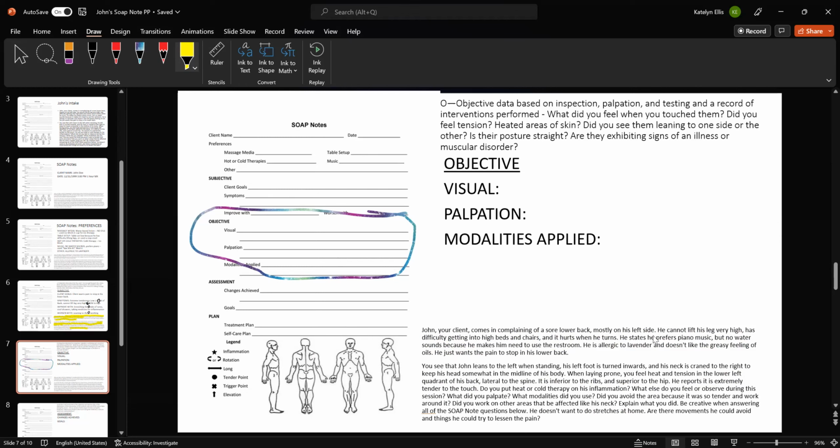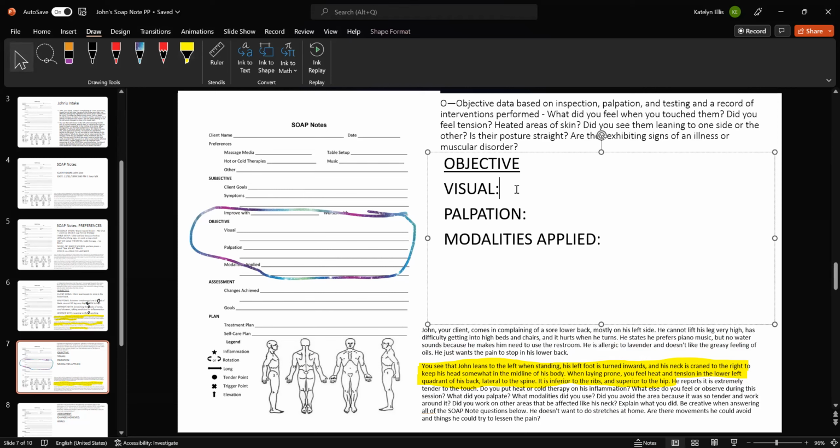Okay. Let's see. He cannot lift his leg and it hurts when he turns. Blah, blah, blah. We don't need to know about the bathroom and the music. You see that John leans to the left when standing. His left foot is turned inwards and his neck is craned to the right to keep his head somewhat in the midline of his body. When lying prone, you feel heat and tension in the lower left quadrant of his back, lateral to the spine. It is inferior to the ribs and superior to the hip. He reports blah, blah, blah. We don't care what he reports. And then these are all questions about what you do. All right. This is the important information for objective.